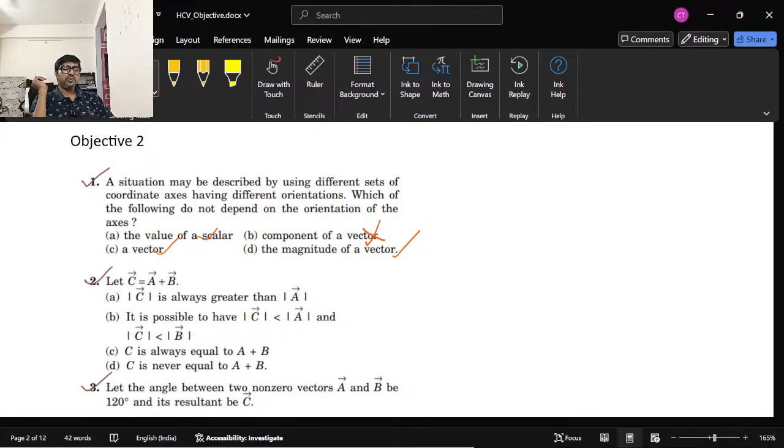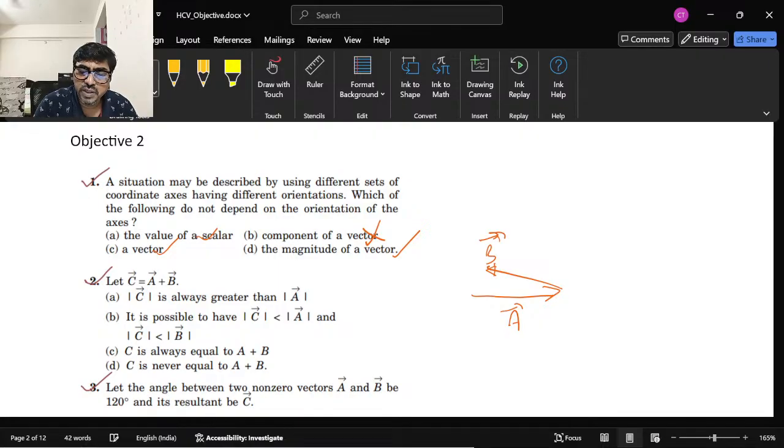Magnitude of C bar is always greater than A bar, not required. We have the formula root over A square plus B square plus 2AB cos theta. That cos theta matters. So suppose cos theta is negative where theta is obtuse angle, then the resultant can be less than the individual. So for example, diagrammatically if I have to show, let's say A bar is like this, and B bar is like this.